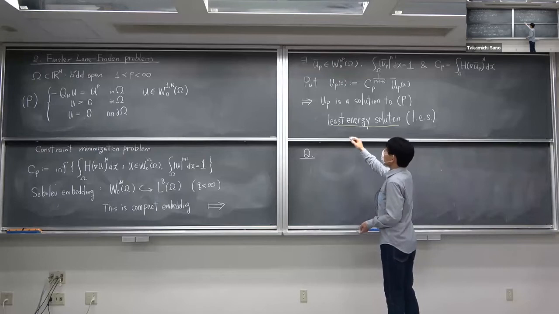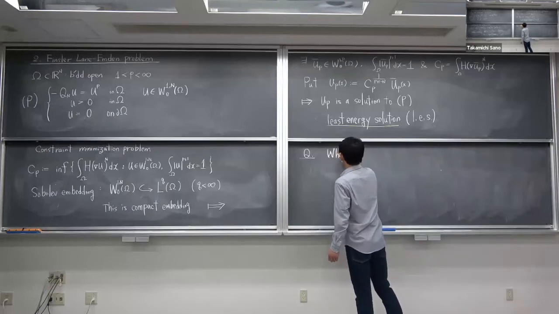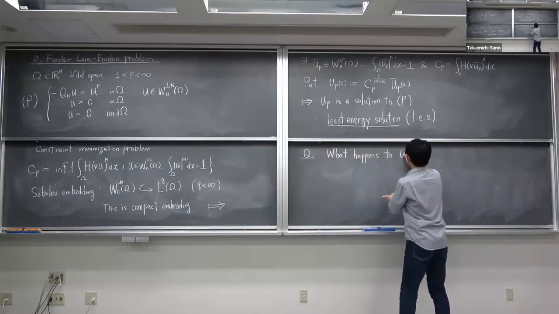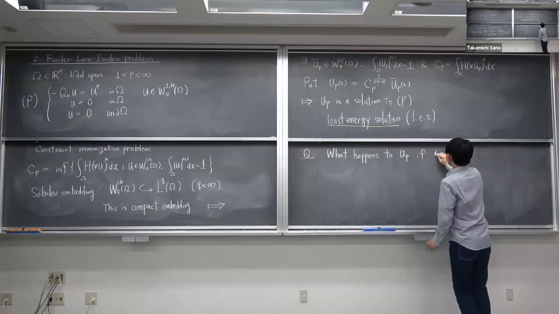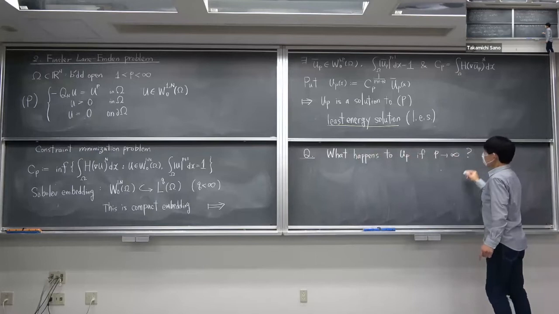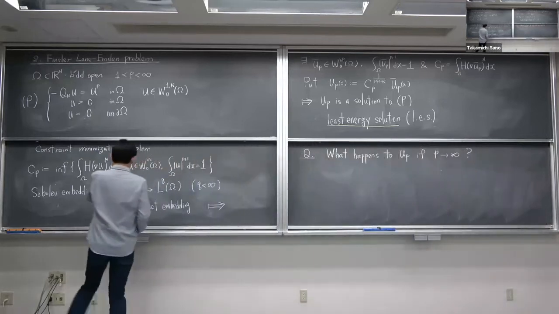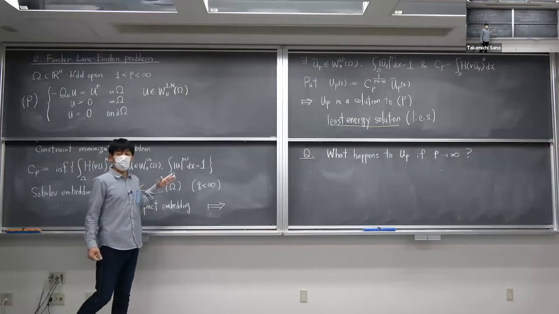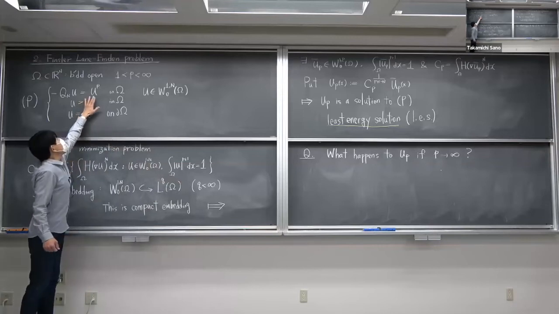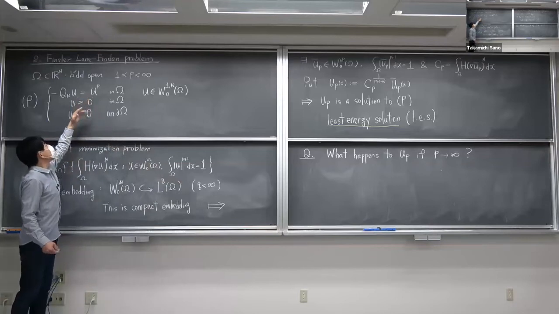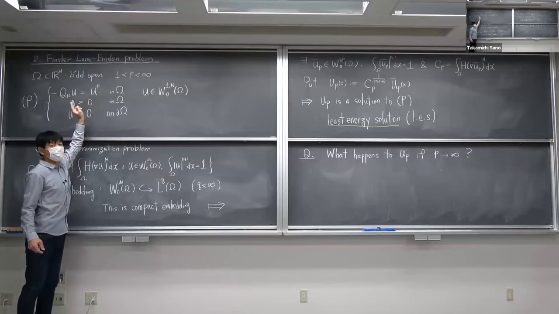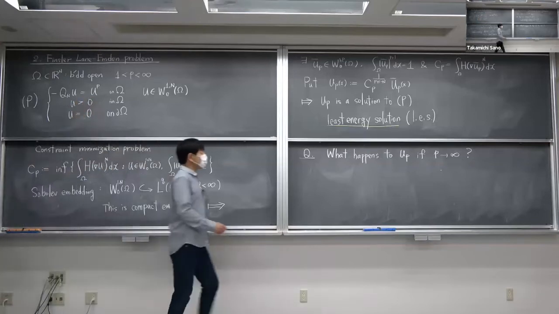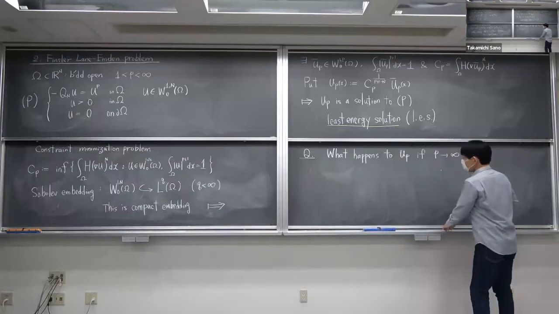So our question is like this. What happens to UP if P goes to plus infinity? Because Sobolev embedding is valid for any Q finite, therefore we can take a limit as P goes to infinity. So this problem contains one parameter. This is a nonlinear exponent P. We can move P as a parameter. And what happens to UP if P tends to infinity?